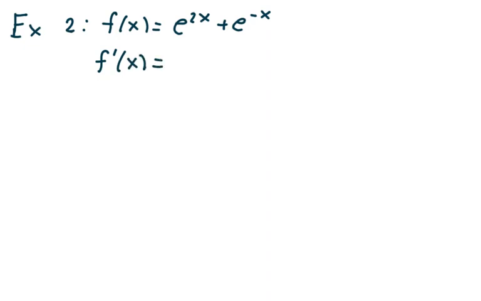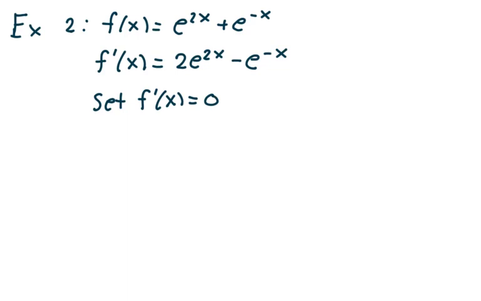If we look at example 2, we have this one. Suppose I had f of x, same directions, and I'm going to look at f of x equals e to the 2x plus e to the negative x. If I look at f prime of x, I get 2e to the 2x minus e to the negative x. So I'm going to set f prime of x equal to 0. And so 2e to the 2x minus e to the negative x is 0. And so 2e to the 2x is equal to e to the negative x.